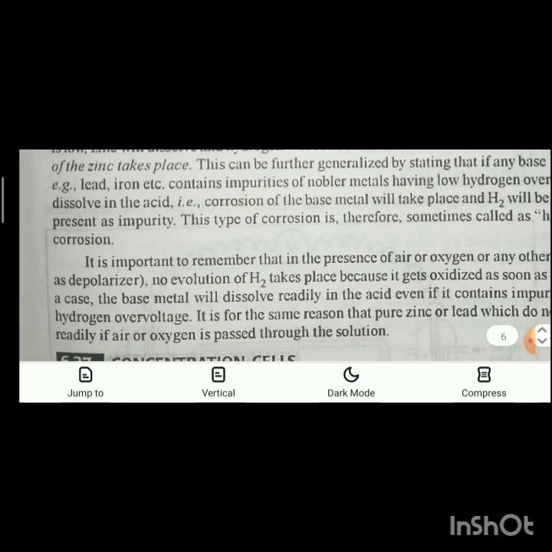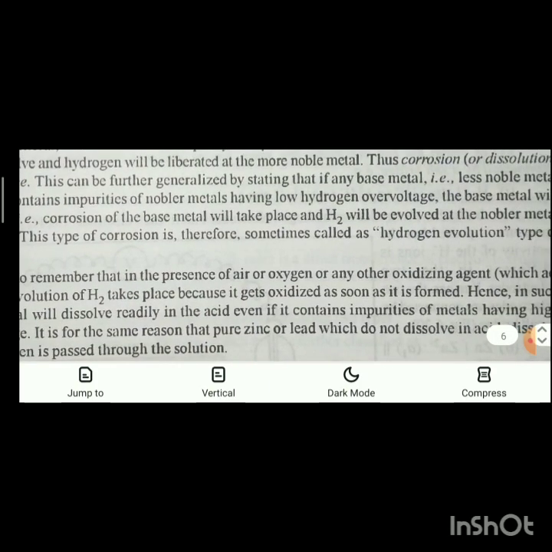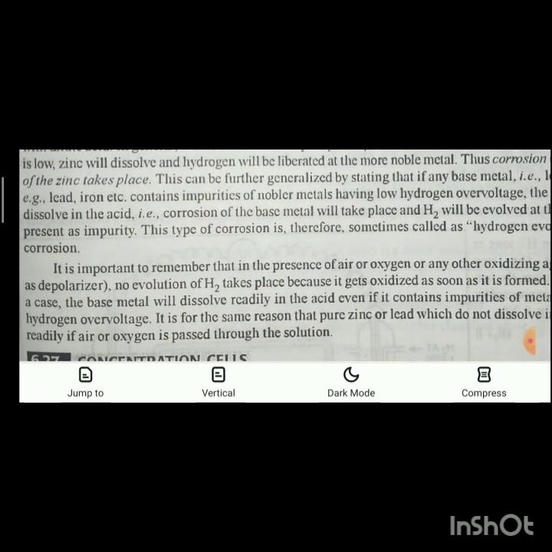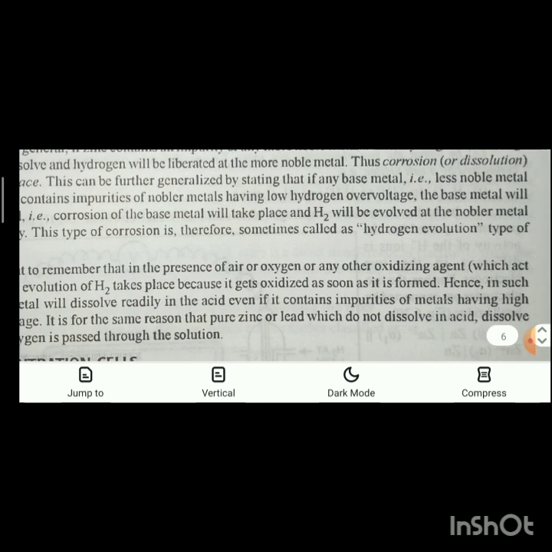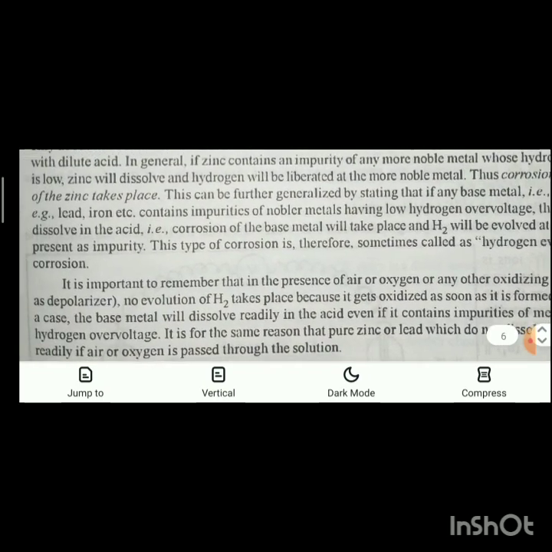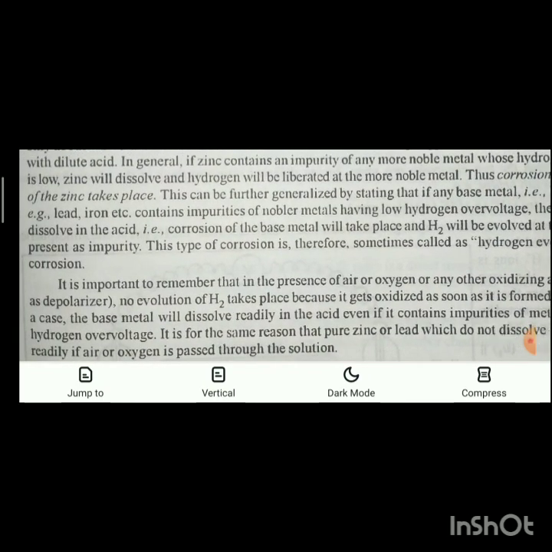It is important to remember that in the presence of air or oxygen or any other oxidizing agent which acts as a depolarizer, no evolution of H2 takes place because it gets oxidized as soon as it is formed. Hence, in such a case, the base metal will dissolve readily in the acid even if it contains impurities of metals having high hydrogen overvoltage. It is for the same reason that pure zinc or lead, which do not dissolve in acid, dissolve readily if air or oxygen is passed through the solution.